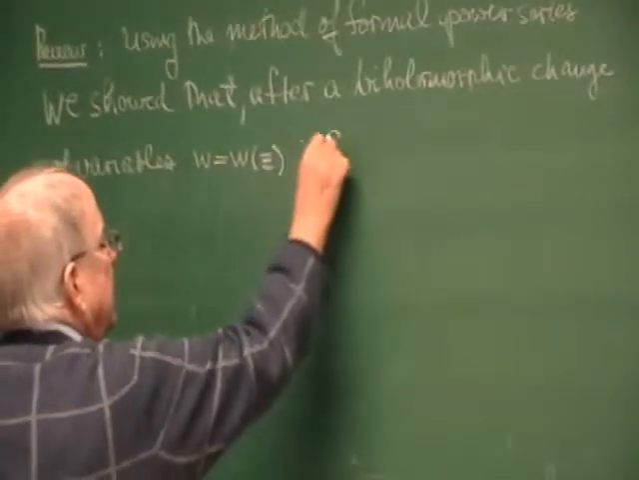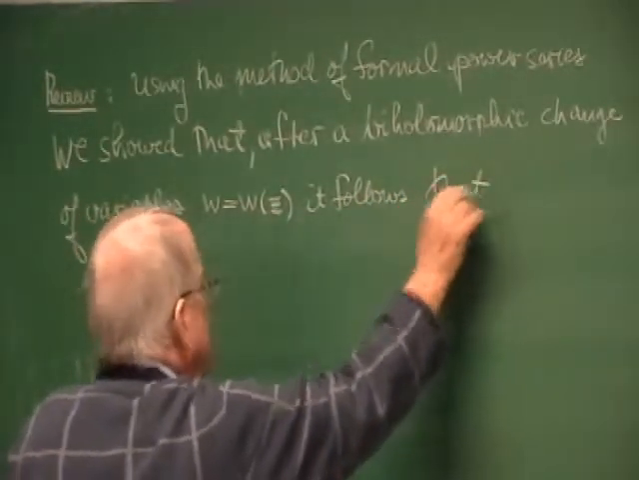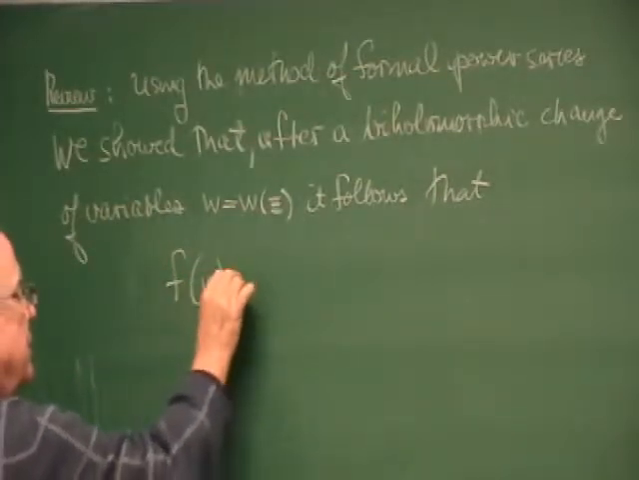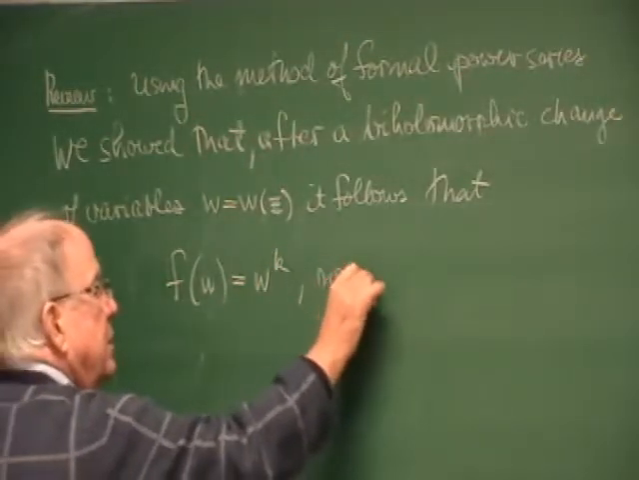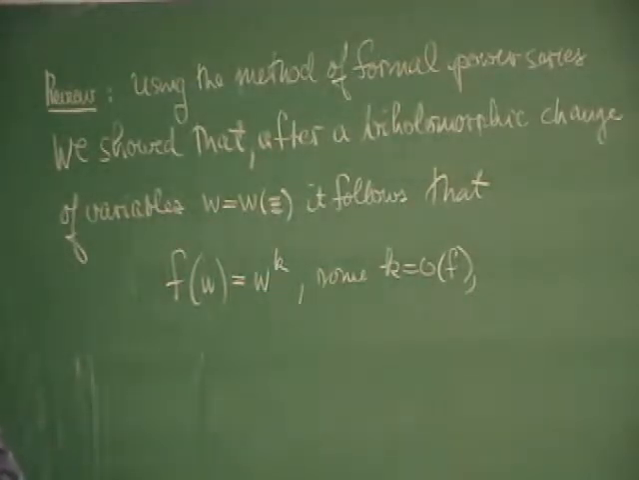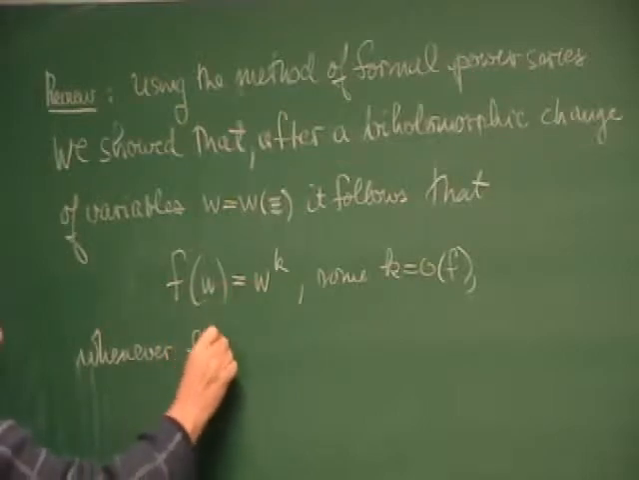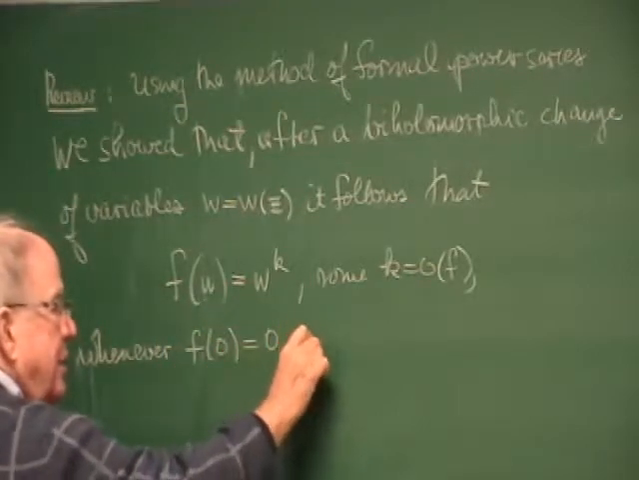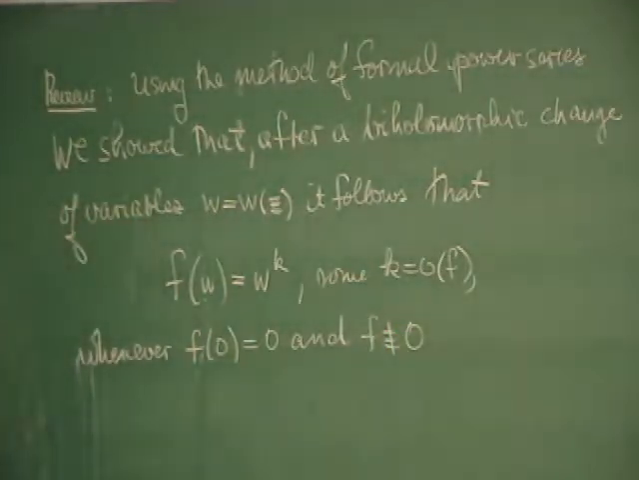It follows that F of W equals W to the K for some K, which is the order of vanishing of F at 0, whenever, of course, this automatically means F of 0 is 0, and if you like, F is not identically 0. If F is identically 0, it's something crazy. So we showed that.